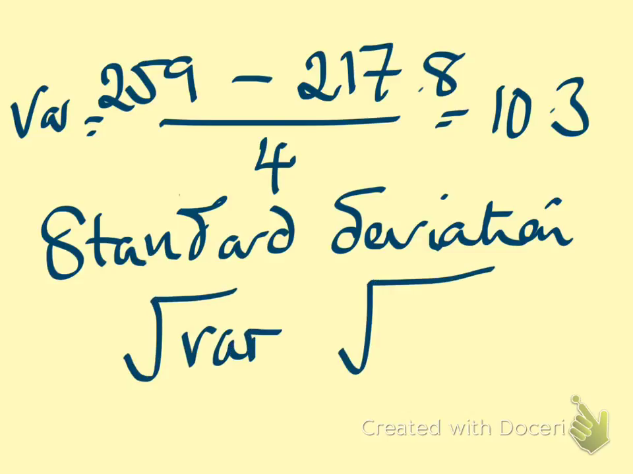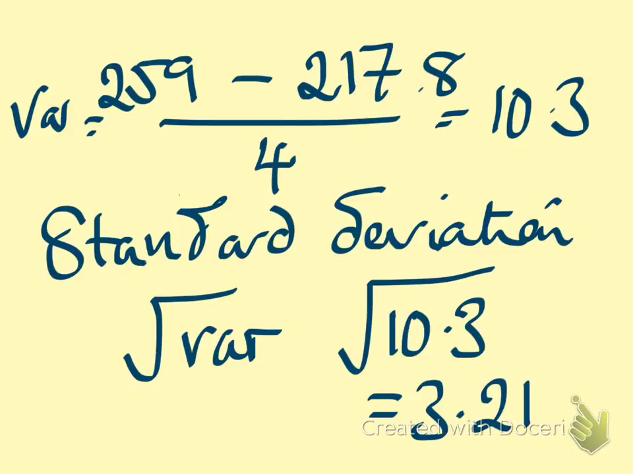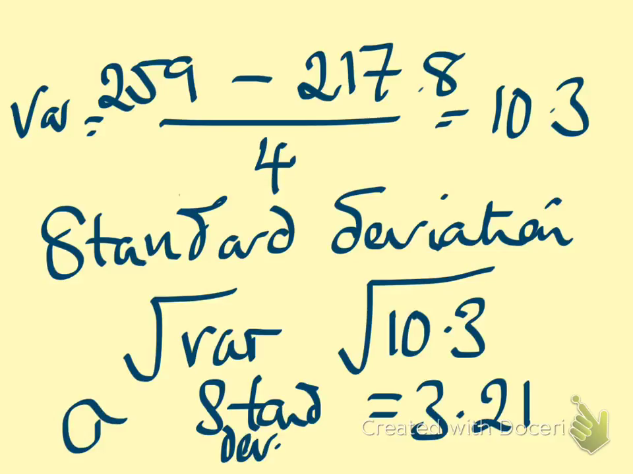So the square root of 10.3, if we plug that into our calculator, we end up with 3.21. So this is our standard deviation. Okay, often referred to as sigma, and the variance is often referred to as sigma squared, in terms of mathematical notation.